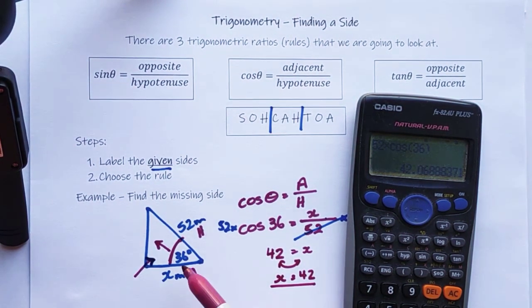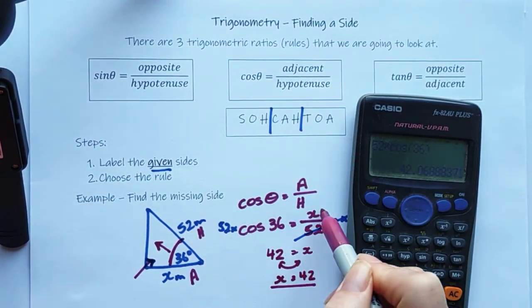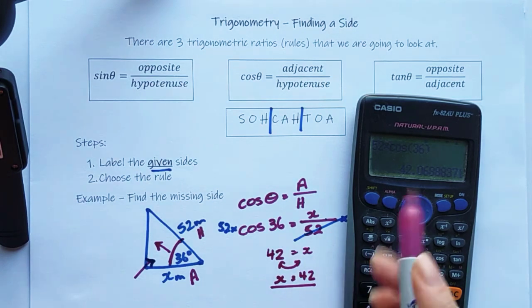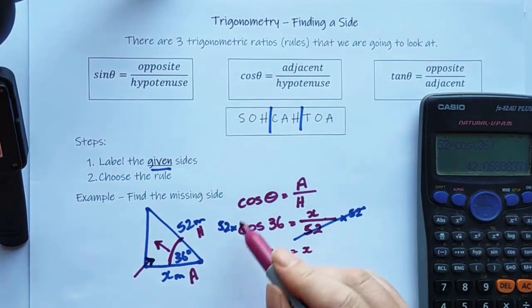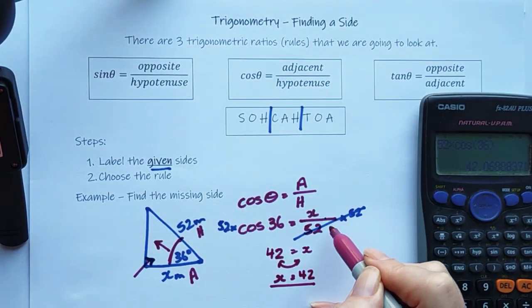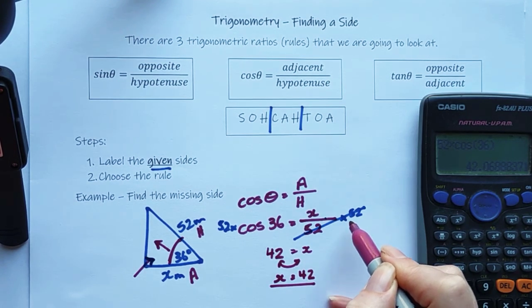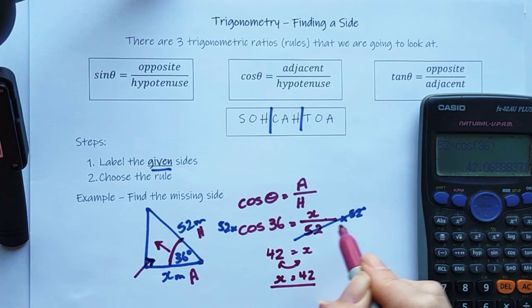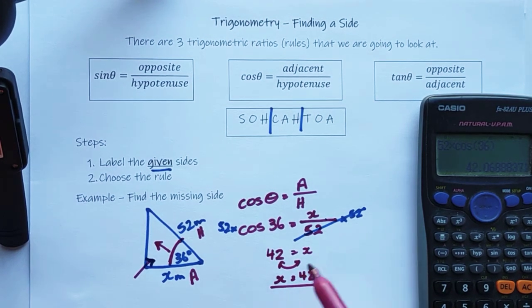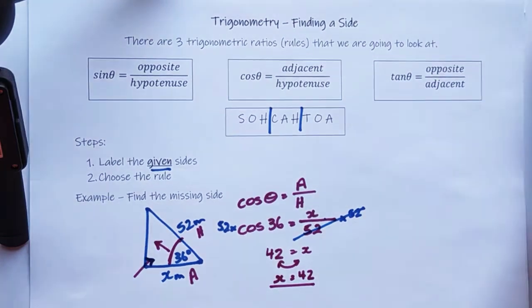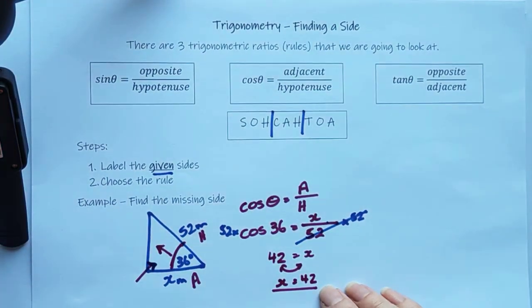So same steps. Label the given sides. That lets us pick the rule, write the rule, substitute the bits in. Every single time you get one of these questions, to get rid of the divided by the bottom number, you will times by the number on both sides, and then you will just put it in your calculator and get the answer. We'll have another look at an example like that one, just to make sure you get it.